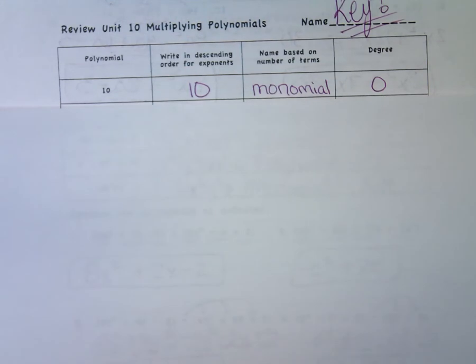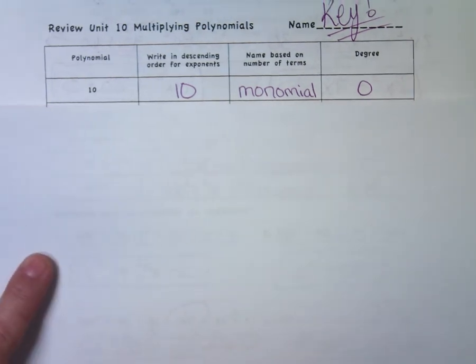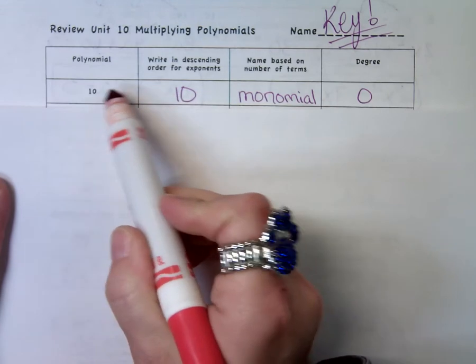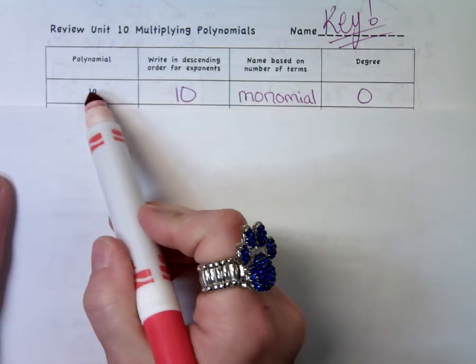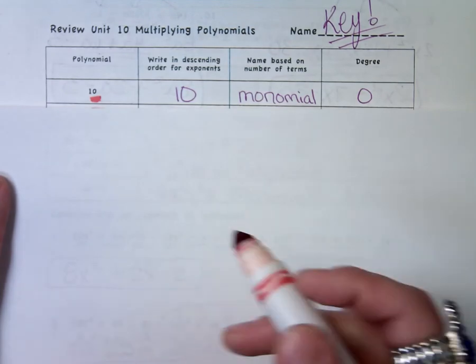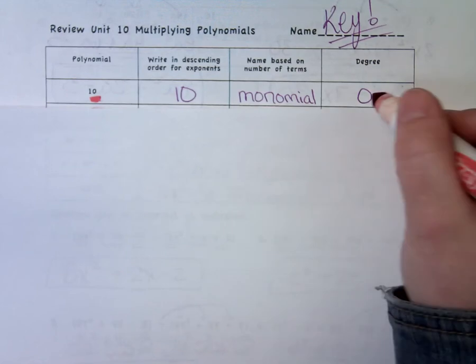I'm going to go over our Unit 10 review on polynomials. So this first bit of the review is asking us to fill out a chart. When I write it in descending order, there's nothing to write other than the 10. Because it's just one term, it's called a monomial. And because there's no exponent, there's no variable, then the degree is 0.